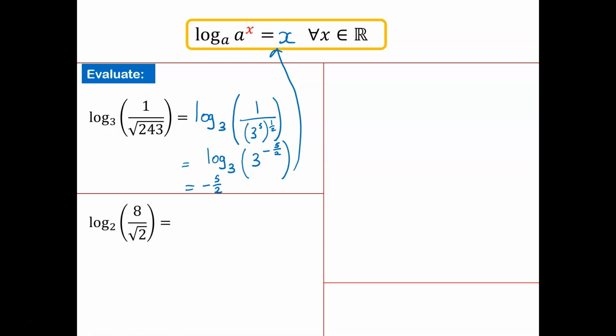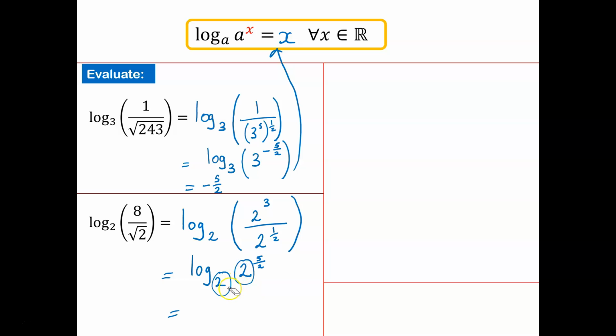Okay, next one. Log base 2, 8 over square root 2. Again, the trick here is, can we express that as something with a base of 2? So let's go 8, that's equal to 2 to the power of 3, and square root 2 is 2 to the half. Now, 3 minus a half. Now, what's that? 3 minus a half. That is 2.5. How do we write 2.5? 5 halves. And straight away, look at that. See that base there? That base there, they match. Straight away the answer is 5 over 2.